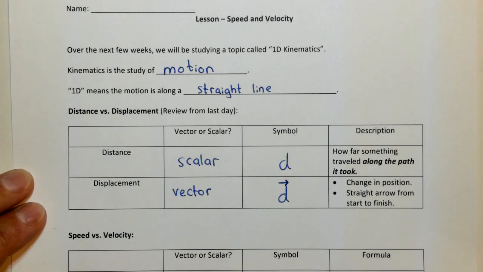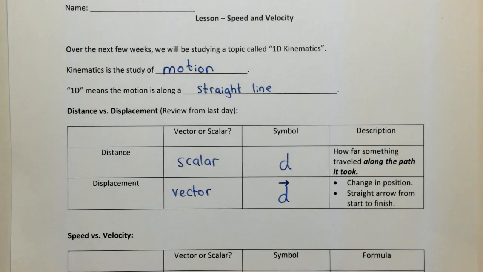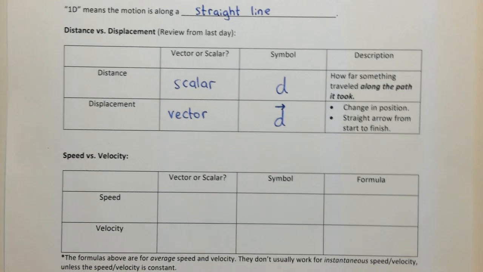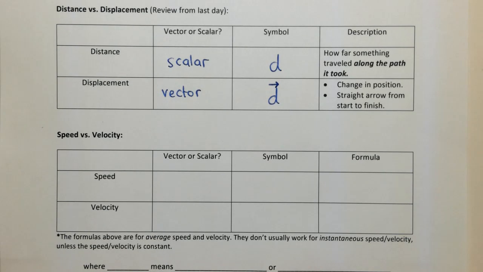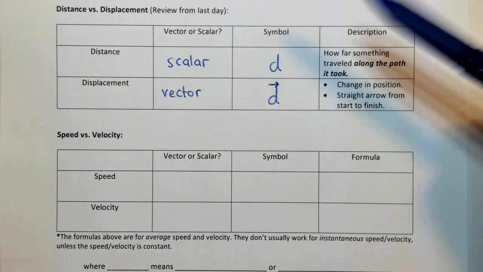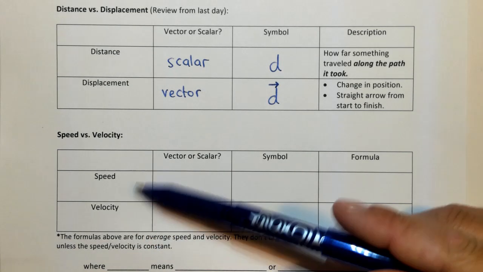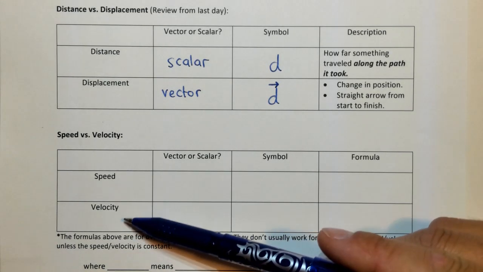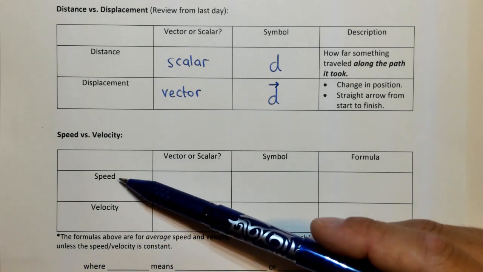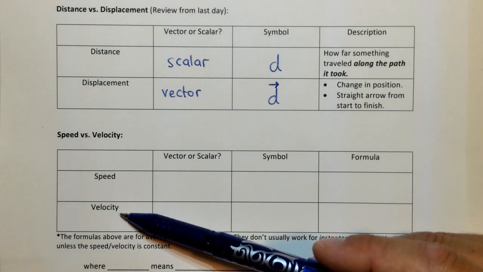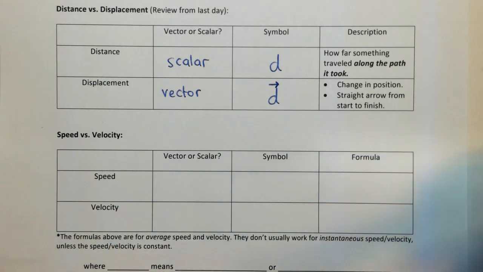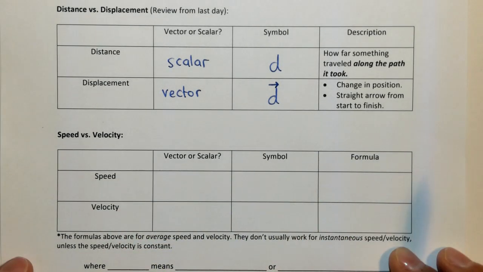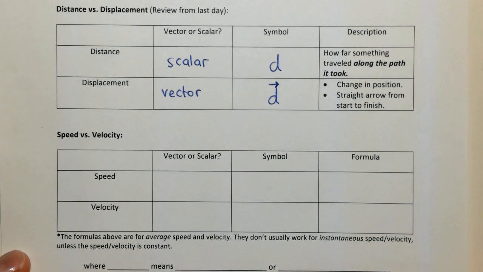Okay, so after that quick review, let's introduce the two new ideas for today. So the next two quantities we're going to look at are kind of similar to these two. They are quantities that people often get mixed up with each other. You've probably heard people use the word velocity in your life, and often when they use it, they actually mean speed, and they're just trying to sound fancy. But velocity and speed are actually different things. There are some important distinctions between them.